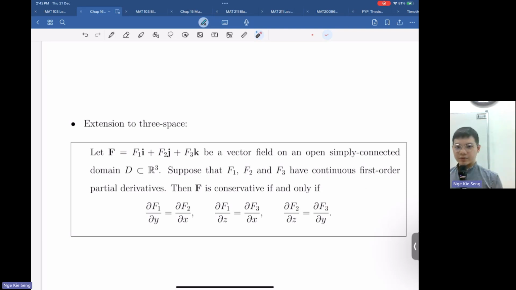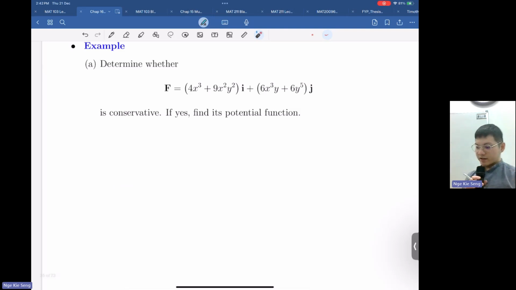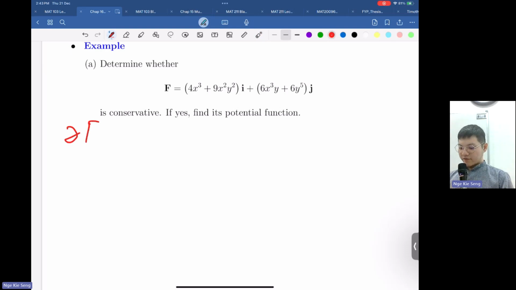Okay, so let's do one example. Try to determine whether this vector field is conservative or not. If yes, find a potential function. I think from this example, you should recall something from your ODE. So how do we check conservative? Just now we said that if this is a two-dimensional vector field, only one equation you need to check. You just need to check whether del f1 over del y is equal to del f2 over del x.